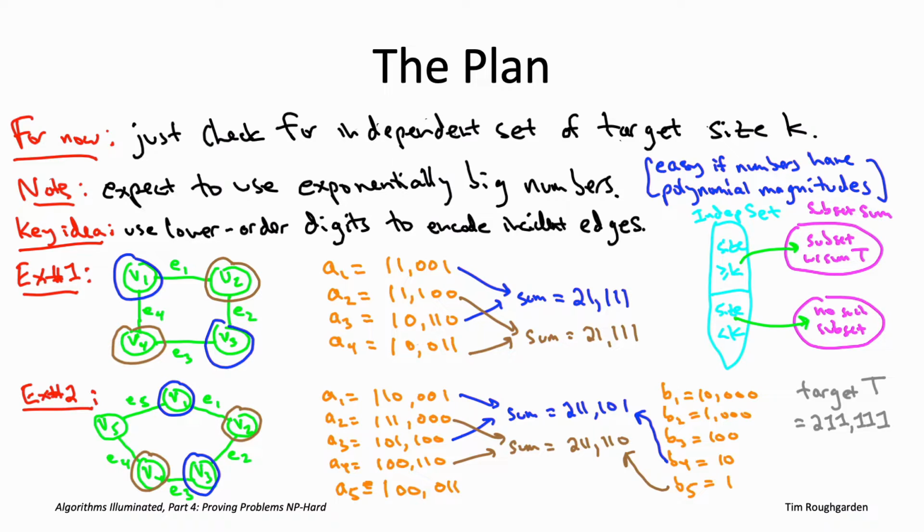So that's the idea of the reduction, and that's what's going to work in general. One number per vertex, one number per edge. Leading digit is always 1 for the vertices. The rest of the digits encode the incident edges, and then the numbers corresponding to the edges are just meant to correct for any digits that otherwise would be 0.